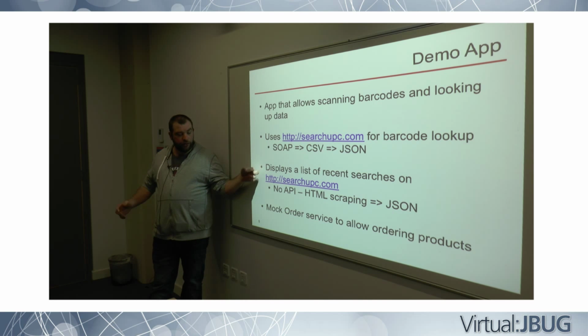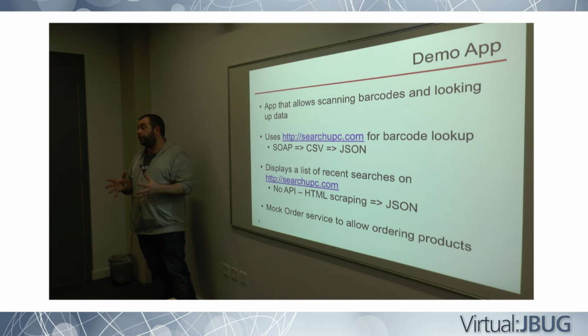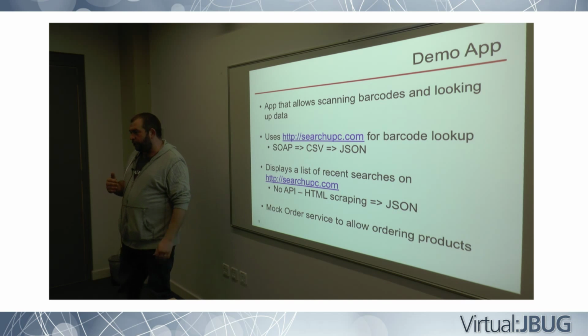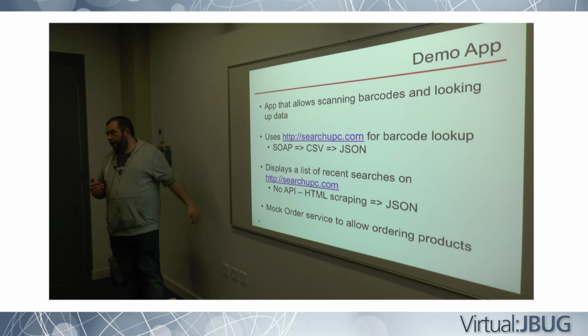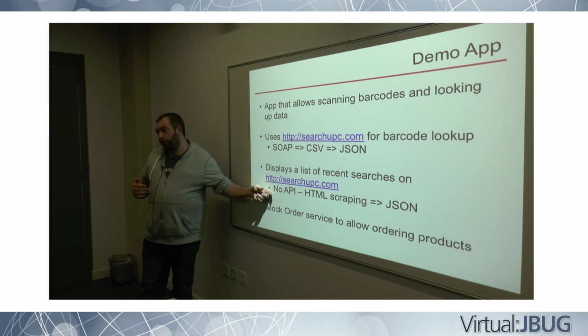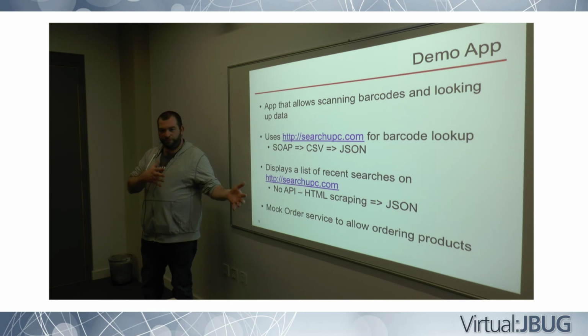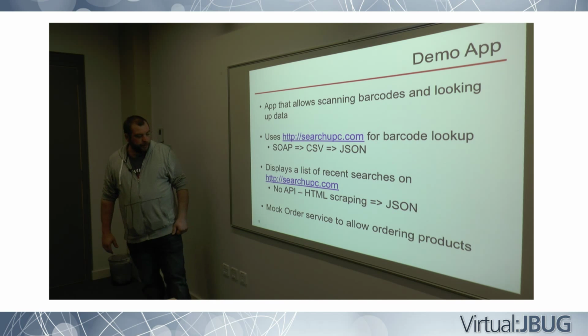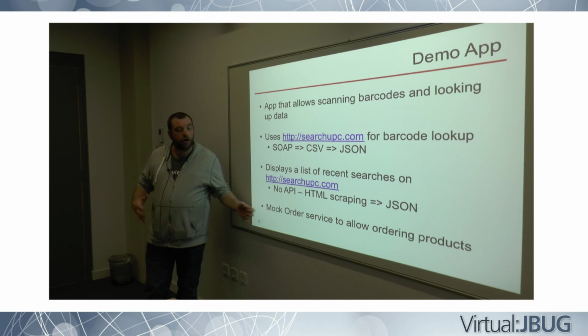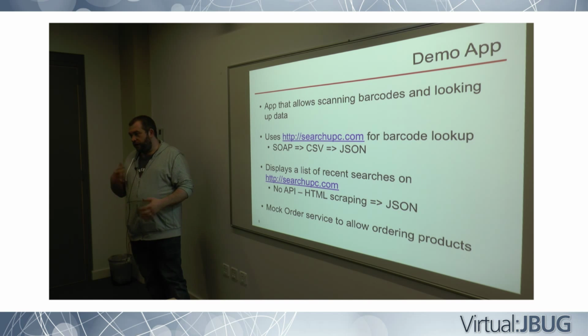SearchUPC also has, if you go to their homepage, and we'll look at this in a minute, a list of recent searches, the 5 most recent searches that people have performed. But that data is not available via their API. So to get that, we're doing a GET request on the SearchUPC page, loading it into an in-memory DOM parser on the server side, and screen scraping basically to extract that data. But again, we're encapsulating that behind a nice API, so the app on device has no idea that we're doing this dirty, nasty hacking on the back end. And we have a very simple mock order service to simulate being able to search for a barcode and then say, I want to order one of them.